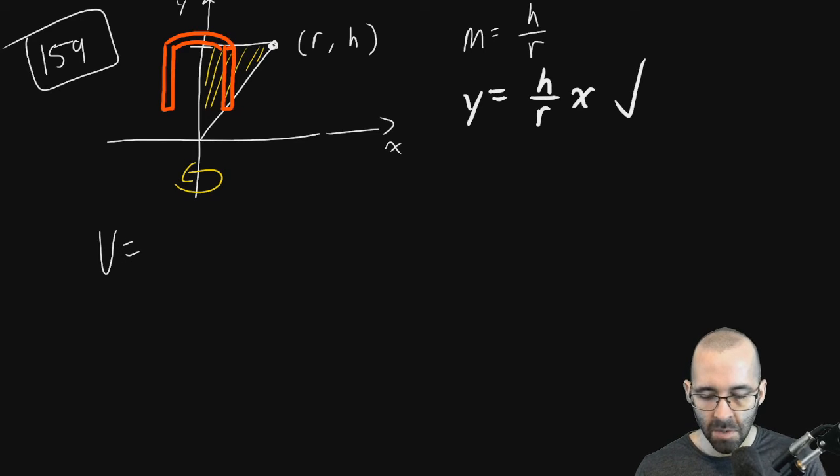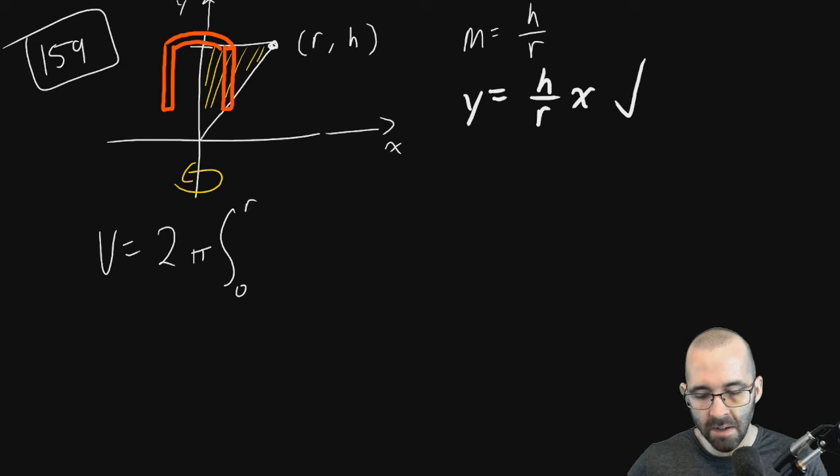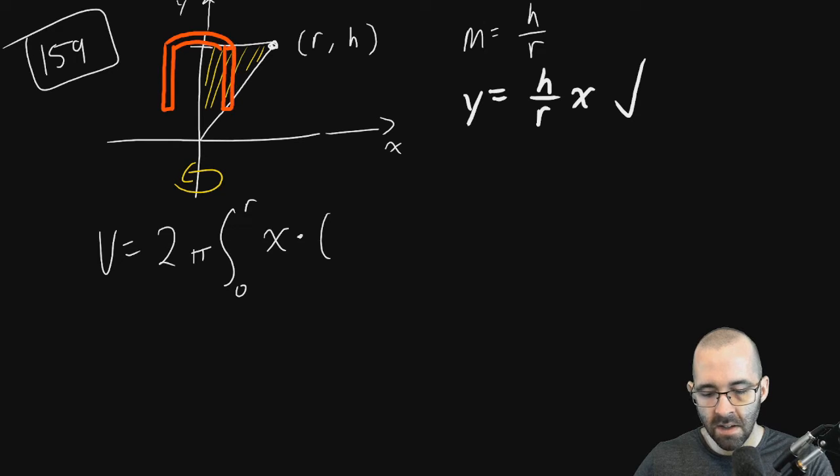Volume is going to be, maybe we'll do this one out all the way, 2 pi integrating over x. X is going from 0 up to r. Of the x-coordinate times the y distance, which is the line y equals h, right? That's this top line up here. Y equals h minus the bottom line, which is h over r times x.